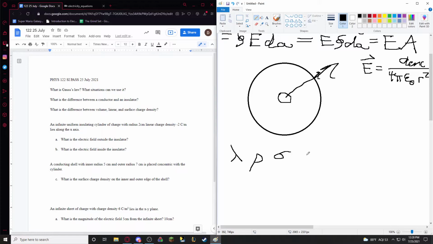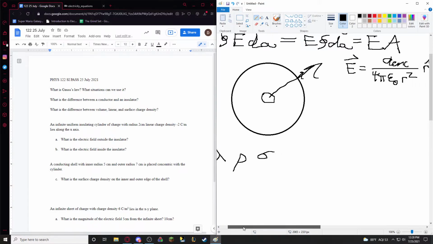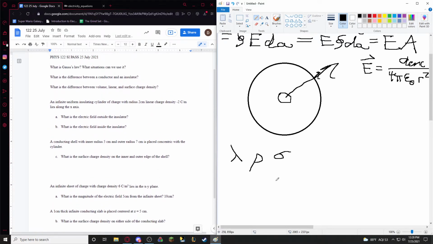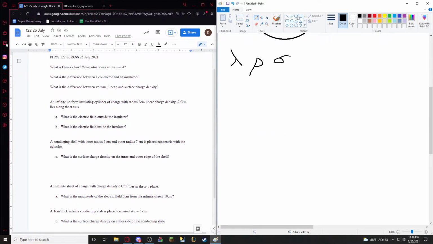So that's the main things you need to know: conductor, insulator, the difference between the different charge densities, and actually how to use Gauss's law. So let's go ahead and hop into an example. We're going to have an infinite uniform insulating cylinder of charge along the x-axis, and we have the radius and the charge density. So it's going to look something like this.